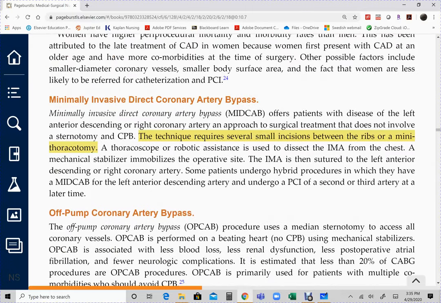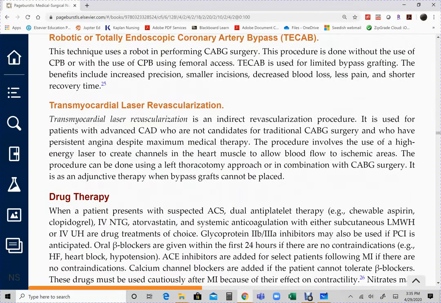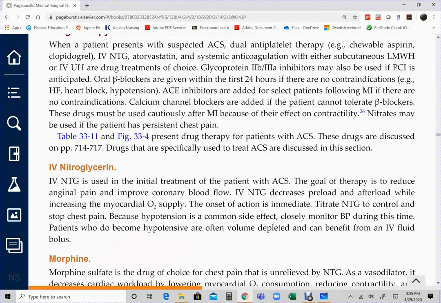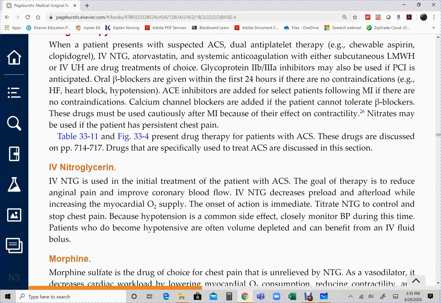These other procedures, including MIDCAB, are all nice to know. Again, our responsibility is before and especially after the procedure. During the procedure, before and after, these are included.